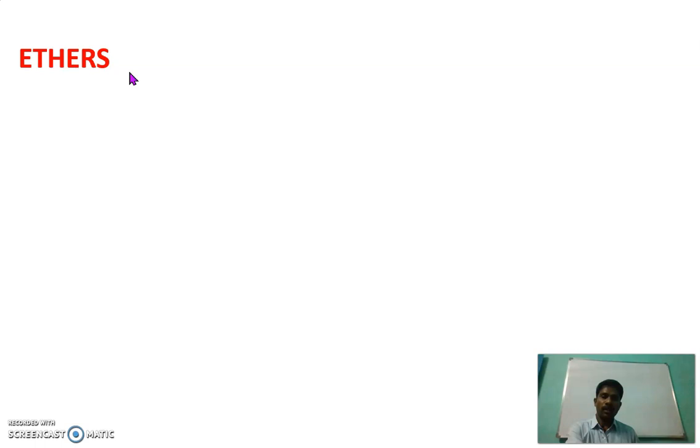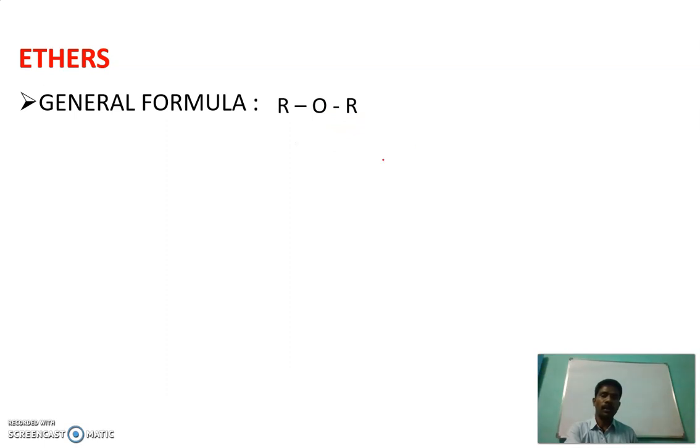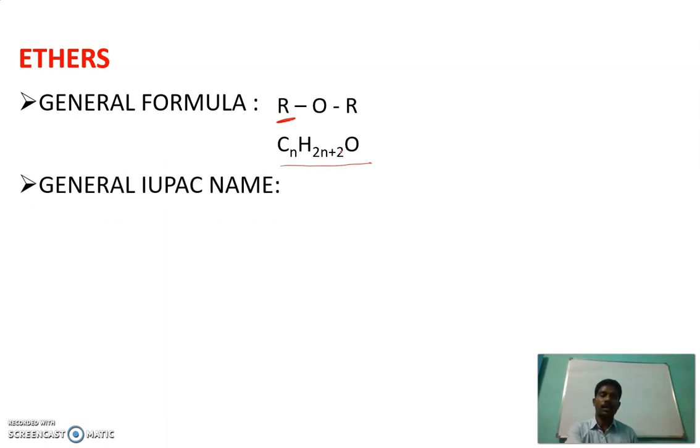First, let's go for a general introduction for ethers. The general formula of ethers is ROR, where R stands for alkyl group. And the general formula of this is CnH2n+2O. Even alcohols also have the same general formula, so we can conclude that alcohols and ethers are examples for functional isomers. Next, the general IUPAC name for ethers is alkoxyalkane.